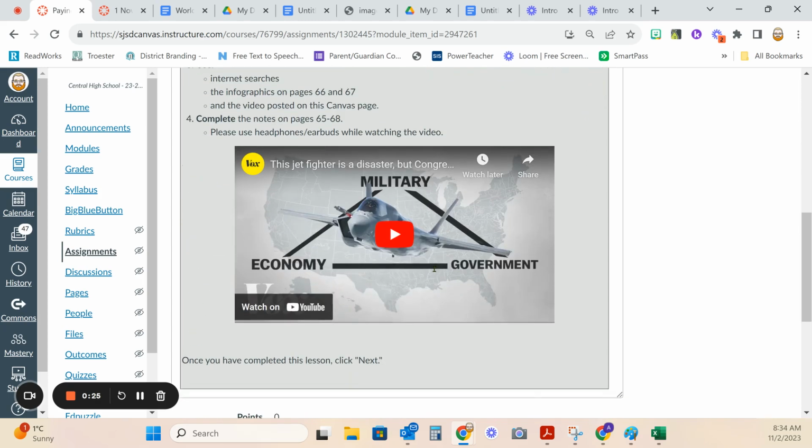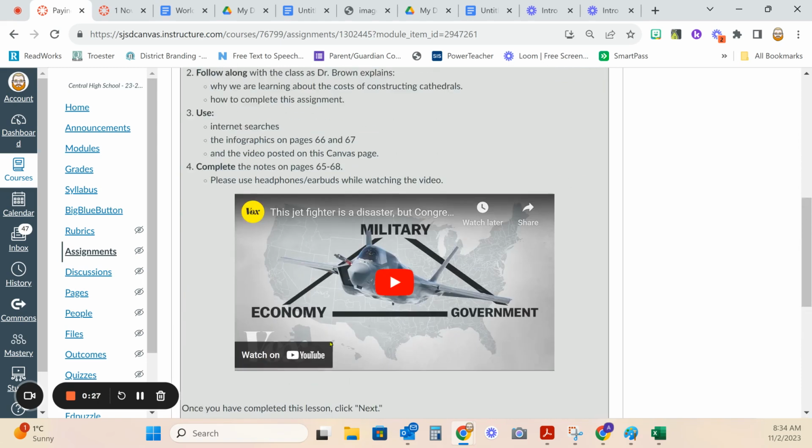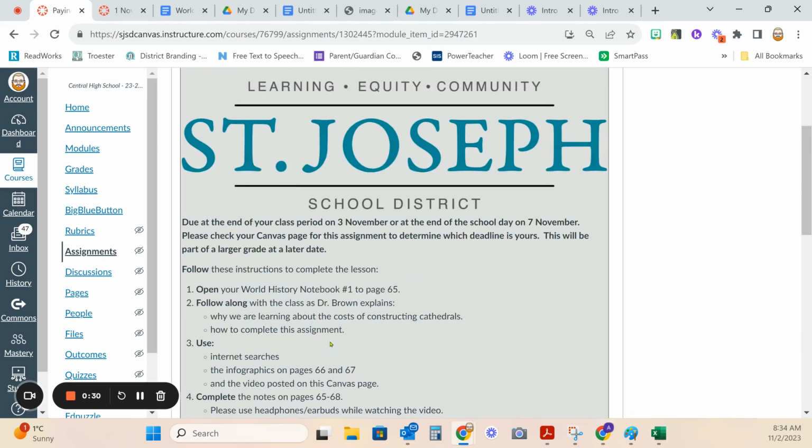This is going to be part of our next notebook collection grade. I just say that because some students will see that something's worth 0 points and will be inclined to think they don't need to do it. You do. Please open your world history notebook to page 65.